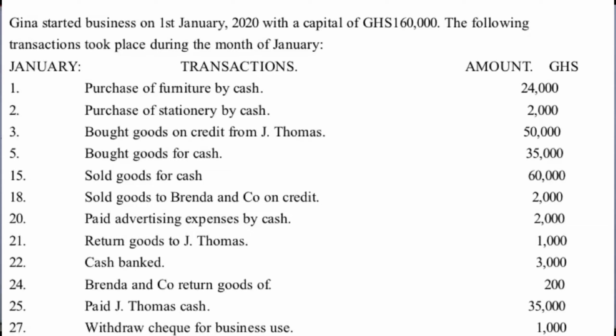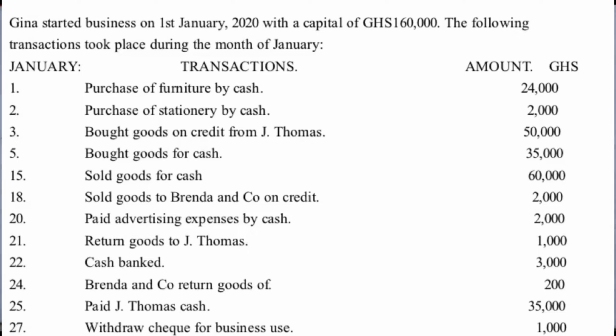On the 15th January, sold goods for cash, 60,000 Ghana cedis. On the 18th January, sold goods to Brenda and Co. on credit, 2,000 Ghana cedis. On the 20th of January, paid advertising expenses by cash, 2,000 Ghana cedis. On the 21st, returned goods of 1,000 Ghana cedis to J. Thomas. On the 22nd, cash banked 3,000 Ghana cedis. On the 24th, Brenda and Co. returned goods of 200 Ghana cedis.